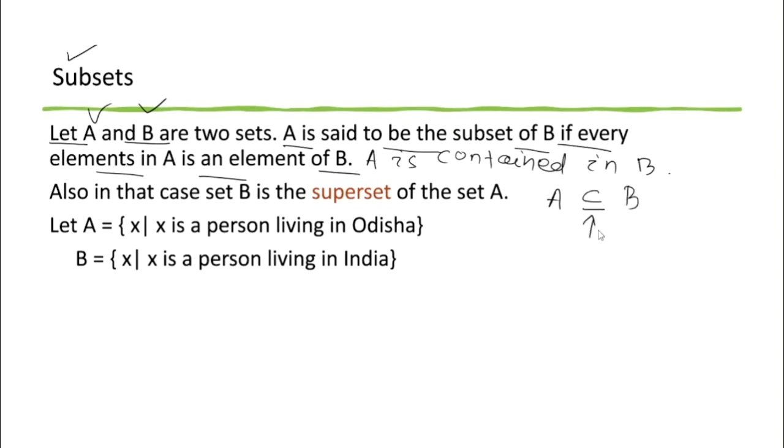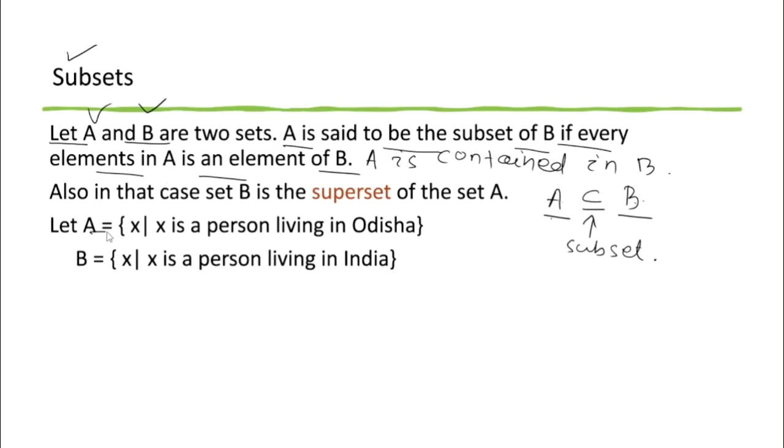This symbol represents subset. If that happens, then we also say that B is a superset of set A. If A is a subset of set B, then B is a superset of set A. Let us take an example.